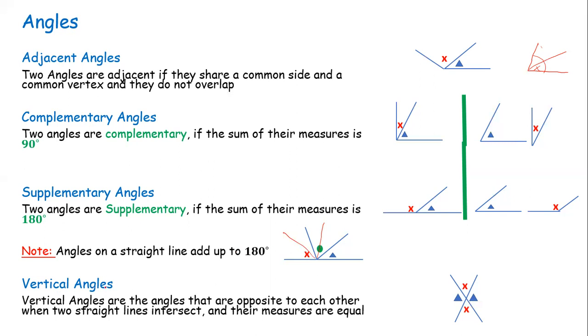Lastly, the vertical angles. Vertical angles are the angles that are opposite to each other when two straight lines intersect, and their measures are equal. So here we have these two lines intersect and result in these two angles here that are opposite to each other, and they have equal sizes. Also we have these two opposite angles, and they have also equal sizes.